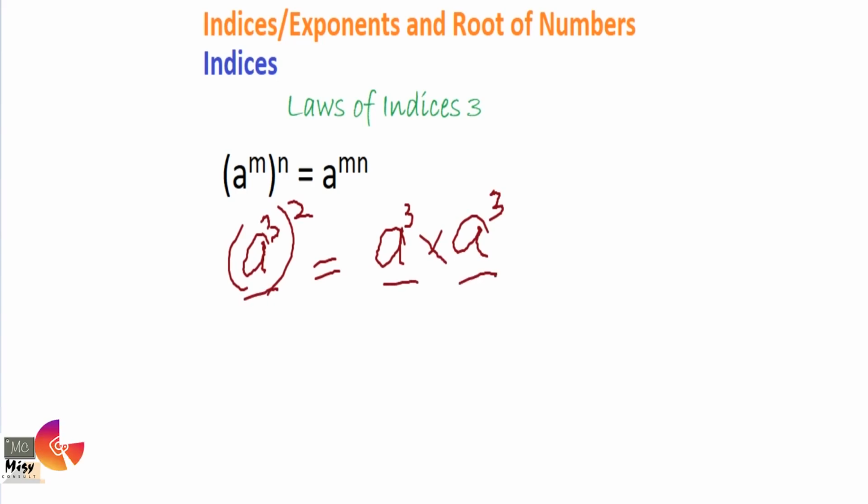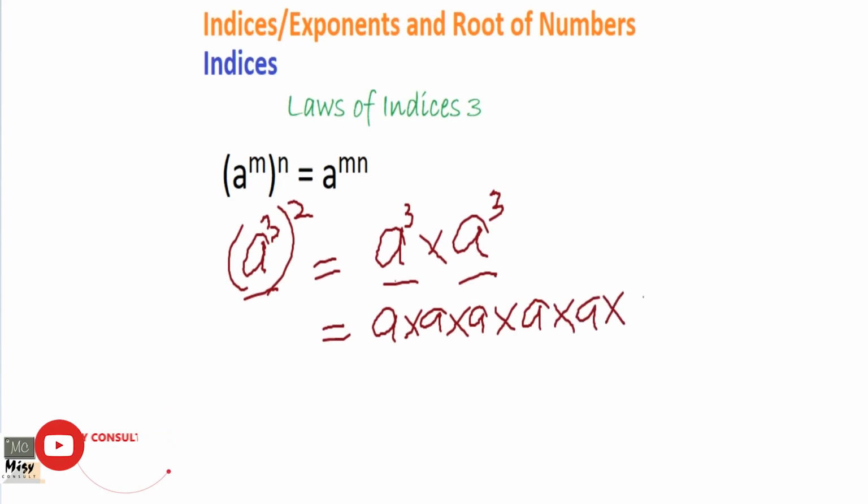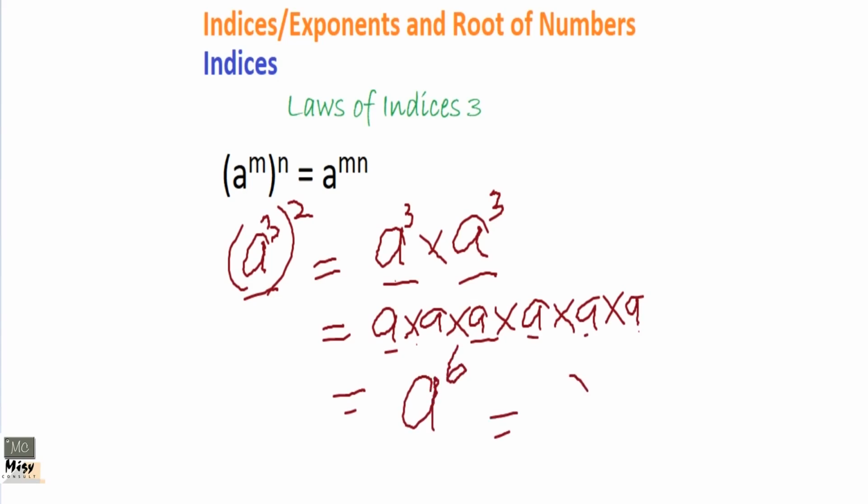But we can break this thing down as well, right? So we're going to get a times a times a for the first one. Then we'll come to the second one, a times a times a for the second one. So we now have 1, 2, 3, 4, 5, 6. So a raised to the power what? 6, which is the same as what? A raised to the power 2 times 3, or 3 times 2.